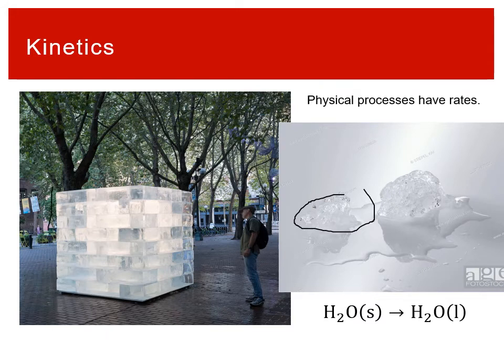If you take a giant block of ice and put it outside in the summer, no, this dude is wearing a t-shirt, it's going to take a really long time to melt. It could be the same amount of ice, but one big block will melt more slowly than a lot of little pieces of ice. So chemical processes have kinetics, physical processes have kinetics, and that's something that we can control.